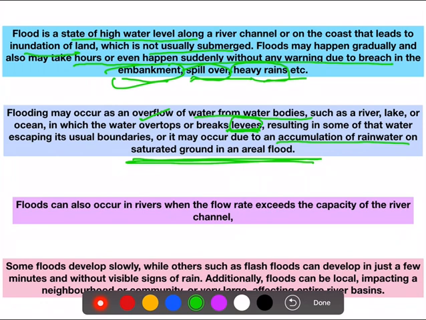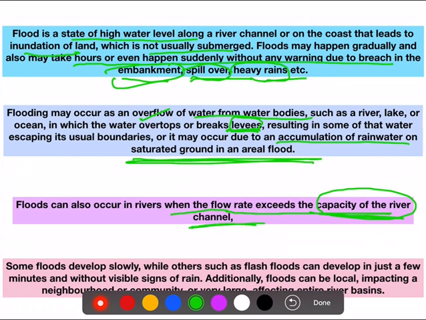Also, floods can occur in rivers when the flow rate exceeds the capacity of the river. A river will have a particular flow rate. So suddenly if there is excessive rainfall or if a dam is opened, the flow rate of that river can exceed the capacity. There must be a capacity of a river, so if it exceeds beyond that capacity, then there will be a situation of flood.